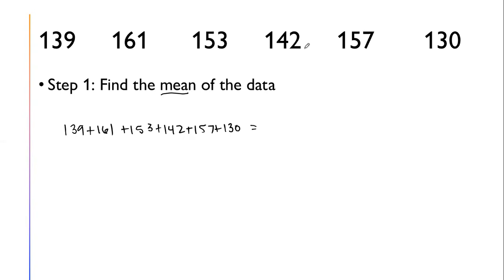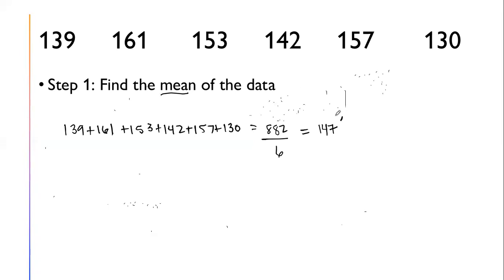All right, so 139 plus 161 plus 153 plus 142 plus 157 plus 130 all equals 882. Then from there, I would divide it by what? 6, because there's 6 numbers. And that will give me 147.